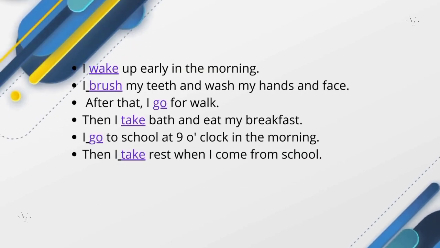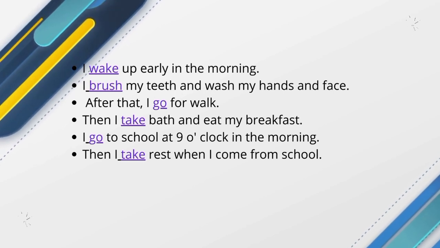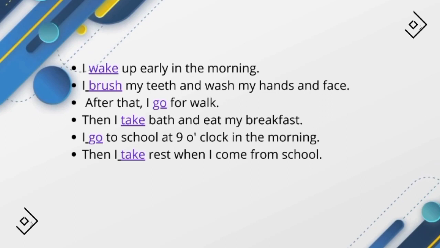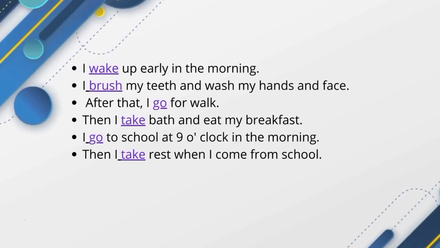Now find out the verbs in these sentences. I wake up, I have colored them purple. Wake, brush, go, take, go. These are all the base forms of the verbs.